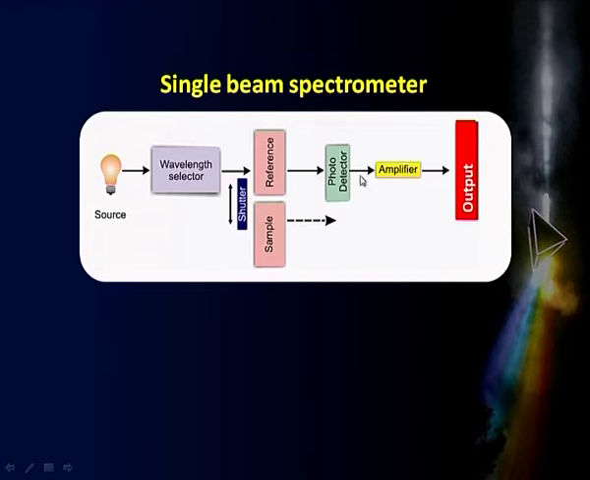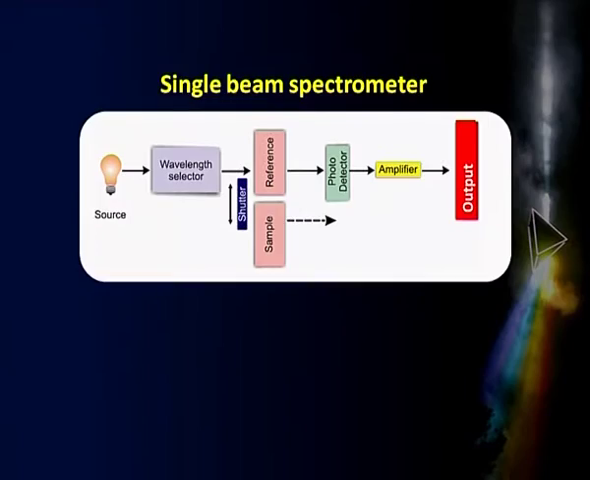Then I make this radiation fall onto the reference to begin with. Suppose I want to study the spectrum from about 200 nanometers to about 350 nanometers. I will tune my monochromator in such a fashion that I start by making the output only 200 nanometer. Nowadays it is possible to just feed it in, since the monochromator is controlled with a microprocessor.